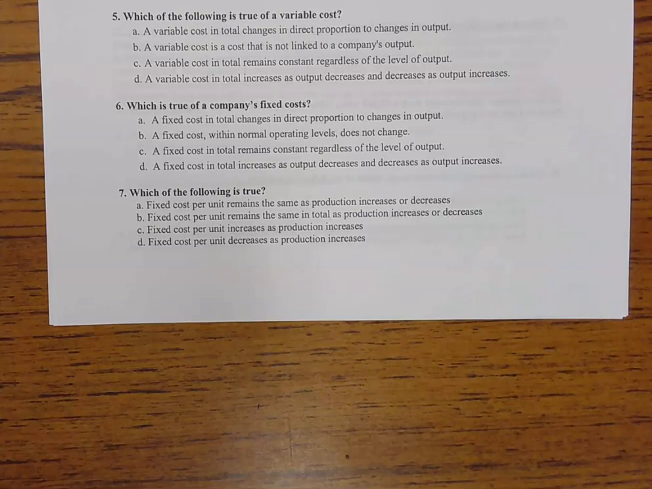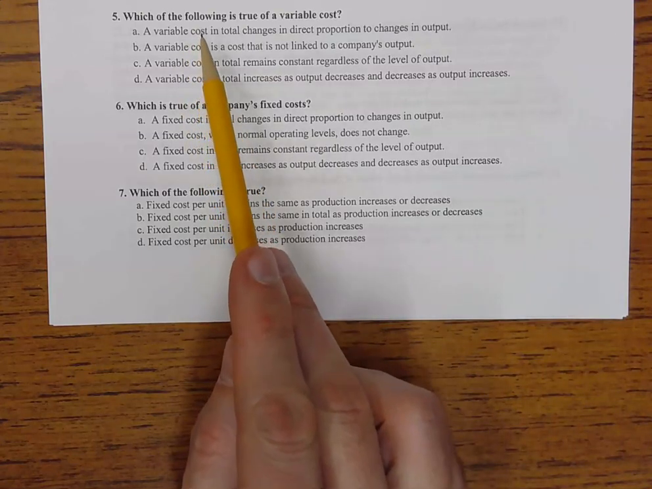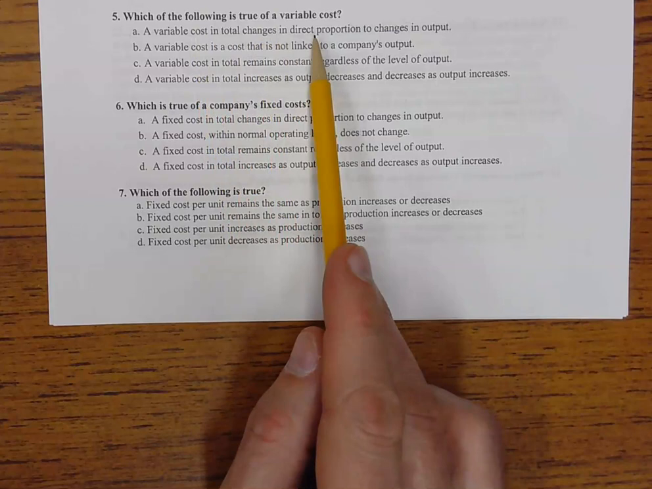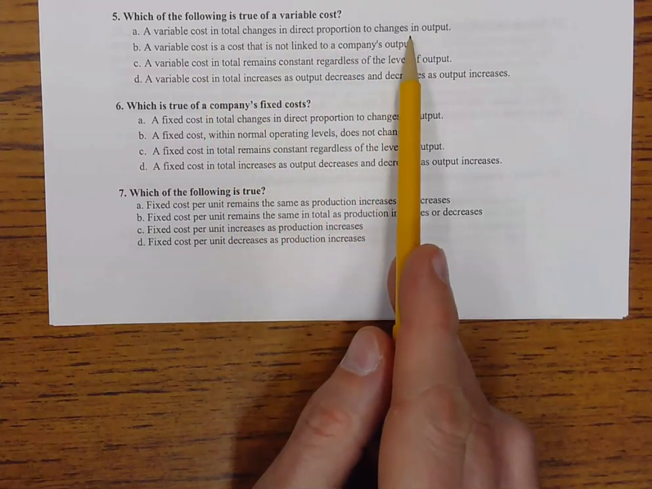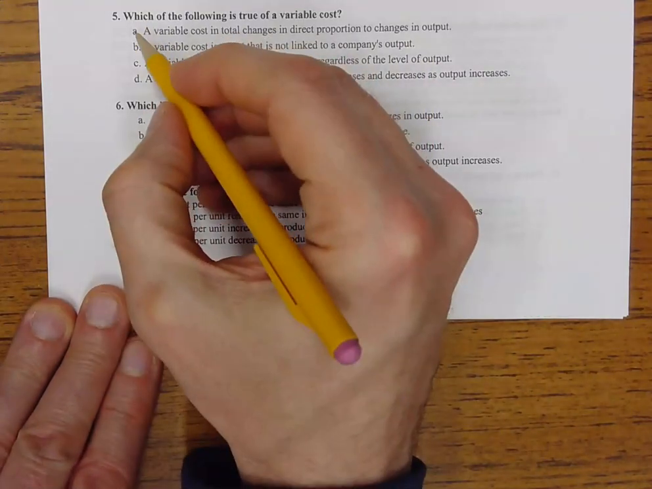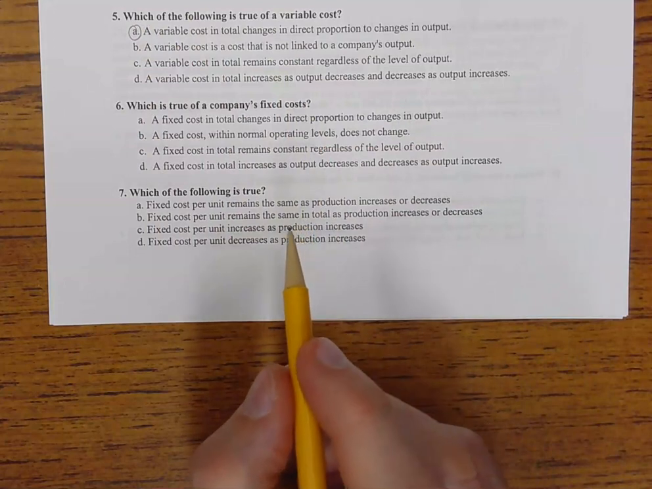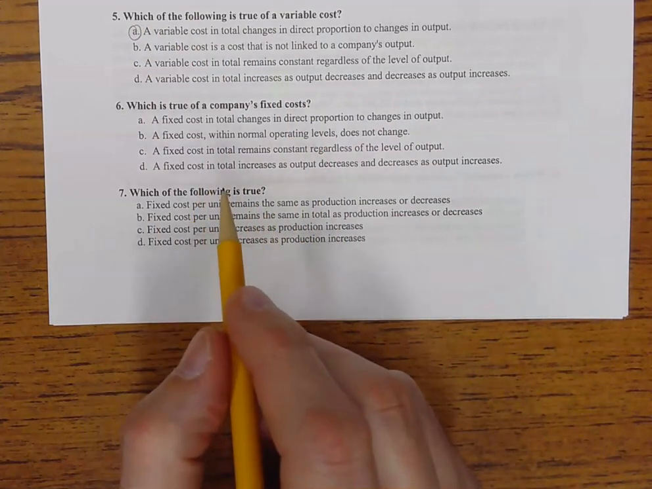The first one says a variable cost in total changes in direct proportion to changes in output. And this is very, very close to what I just said. And so A is actually going to be our correct answer.